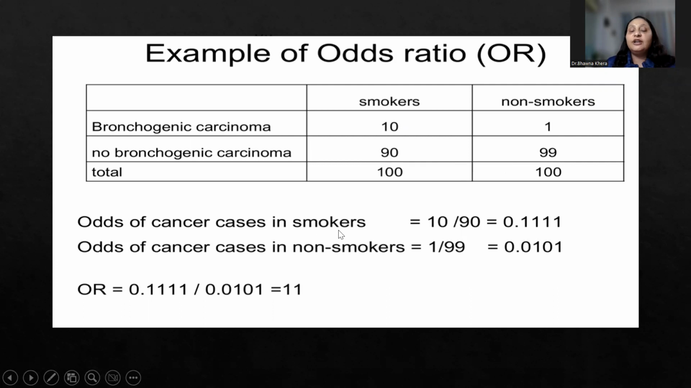Now, if we have to calculate the odds in smokers, it is going to be 10 by 90, because we are going to take exposed who developed disease and who did not develop disease. So 10 developed disease, but 90 did not develop disease. So it is 10 by 90. In the other group, the odds of cancer cases in non-smokers is 1 developed disease divided by 99. So this is 0.0101. If we divide this, it comes out to be 11.